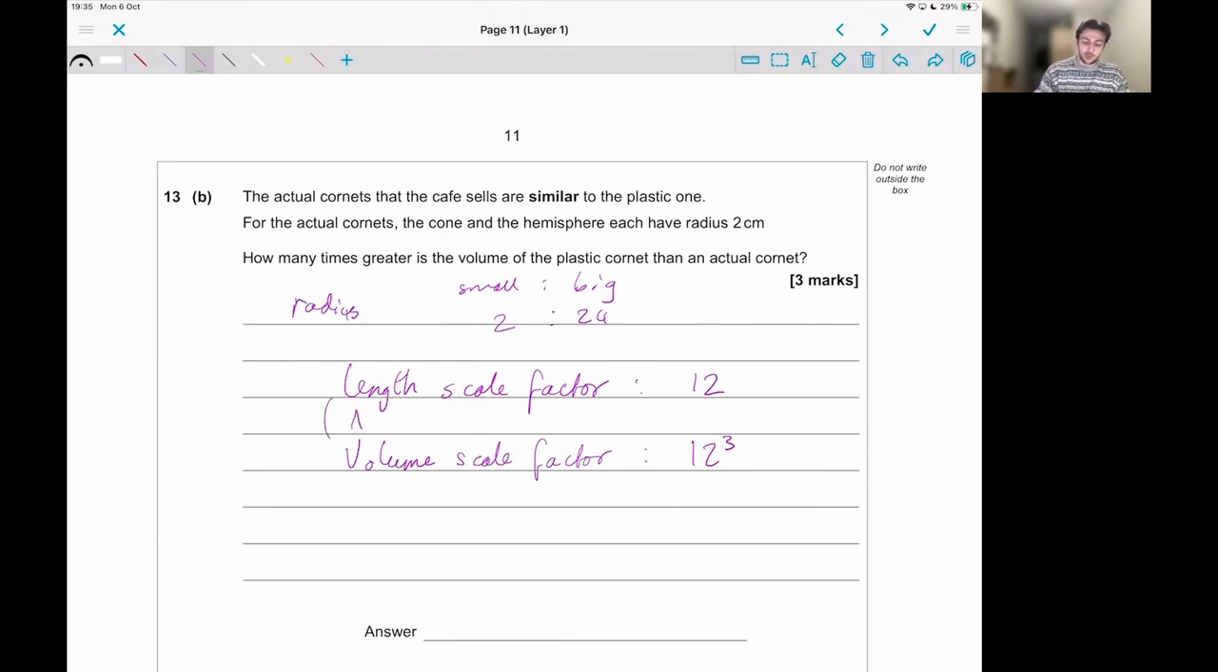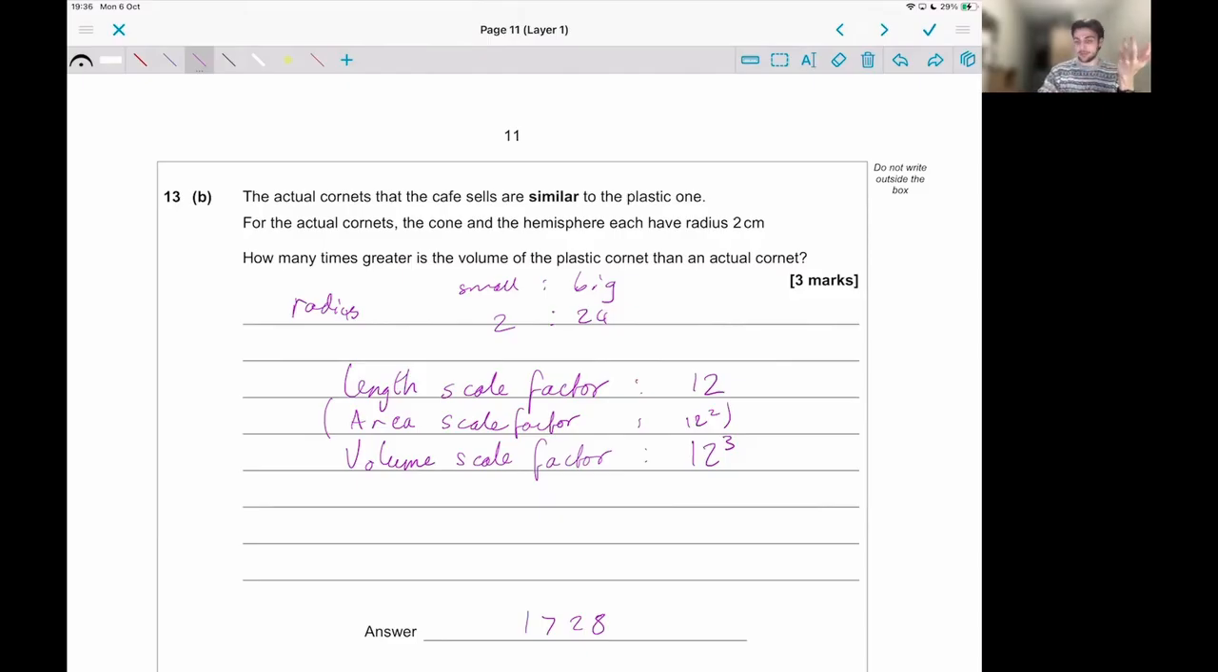Just quickly, this does also work for area. So area scale factor would be 12 squared because you've got one length and another length. So it's happening twice. But we're caring about the volume scale factor. So it's 12 cubed. And then we just type that into our calculator and we'll find that it's 1728. At least that should be right. 12 cubed. Yes, 1728. And that's it. That's how we answer that question.